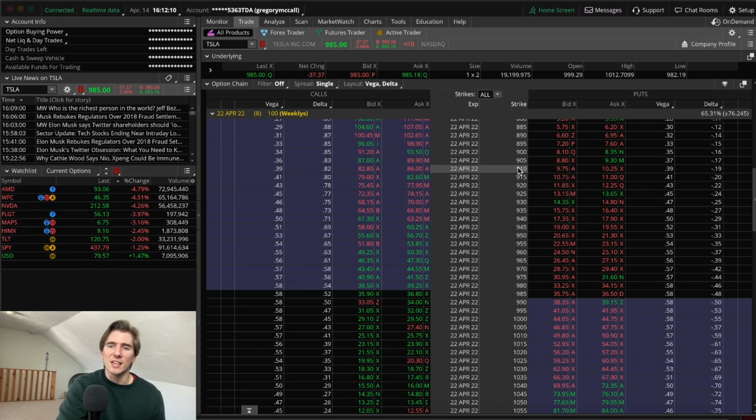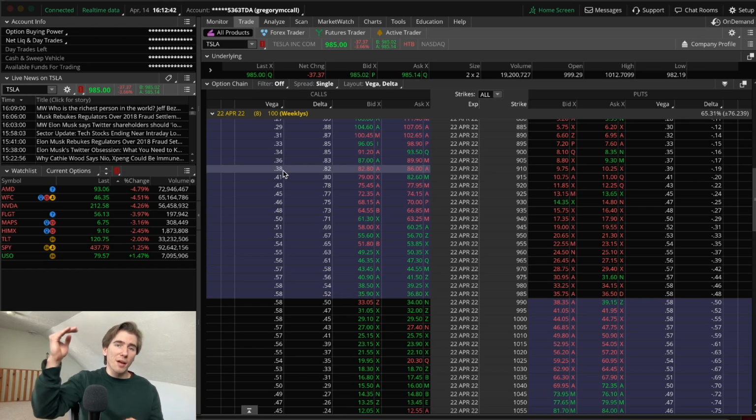For example, again, if I think Tesla will stay above my $910 strike price, I could buy a call debit spread. So what I would do here is buy the 905 call and then sell the 910 call. And if we look at the Vega values on the left, this one has a 36 Vega, so we'd be buying that option, so we would have a positive 36 Vega. But then we would sell the 910 call against it, which has a 39 Vega value, so we would have a negative 39 Vega value for a net negative 3 Vega value.